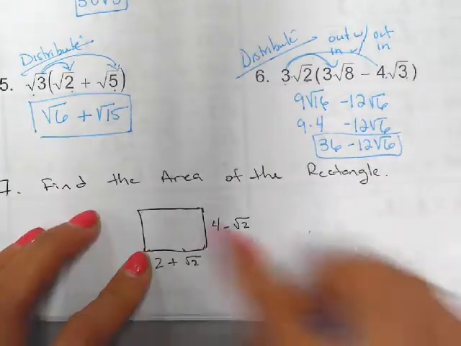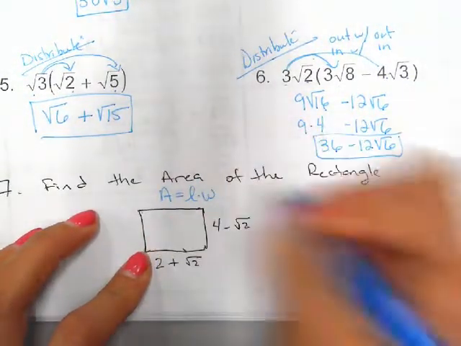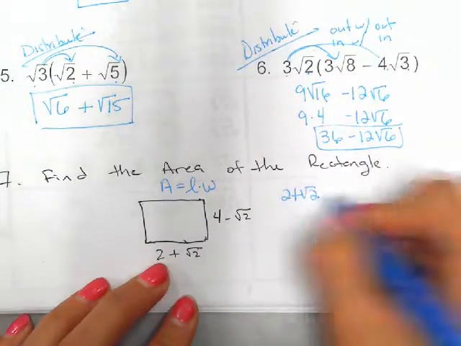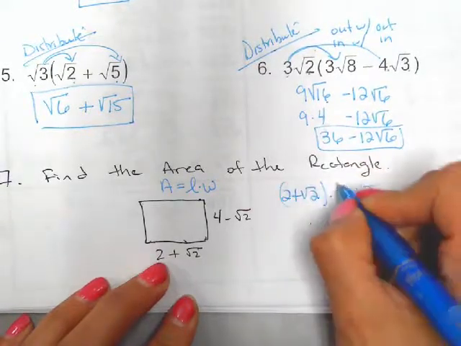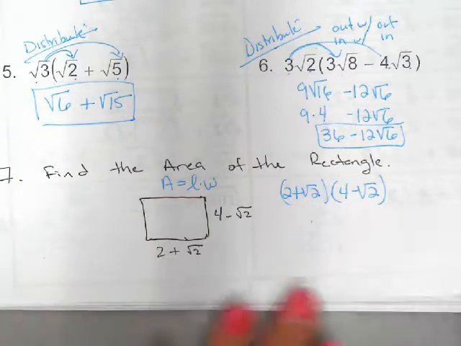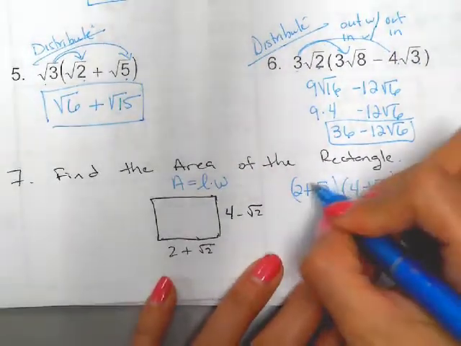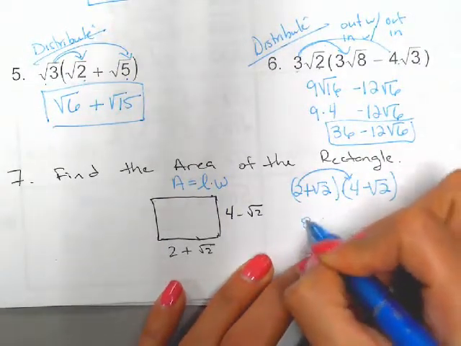Last one, find the area of the rectangle. We know that area is length times width. So we're going to do 2 plus square root of 2 times 4 minus square root of 2, but it has to be in parentheses, kind of like when we have binomials. Now we're going to do the rainbow method or FOIL. So we're going to do 2 times 4. Well, 2 times 4 is just 8.